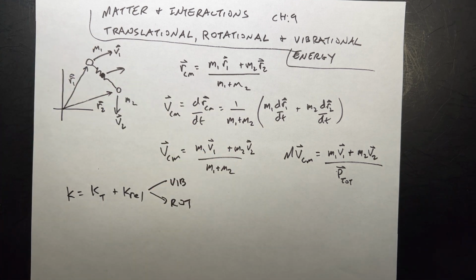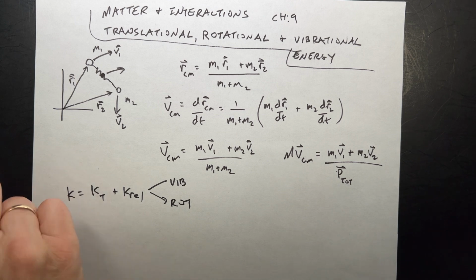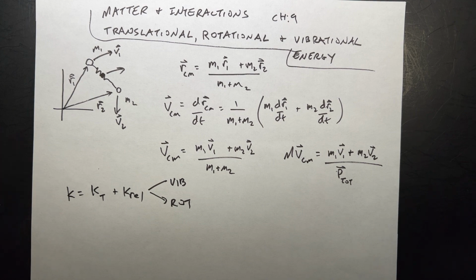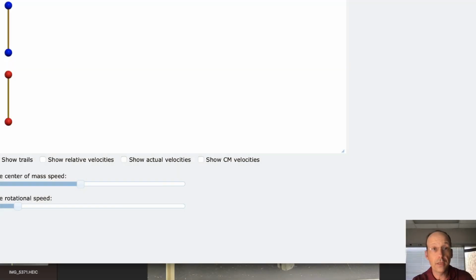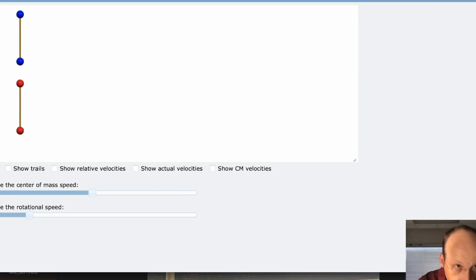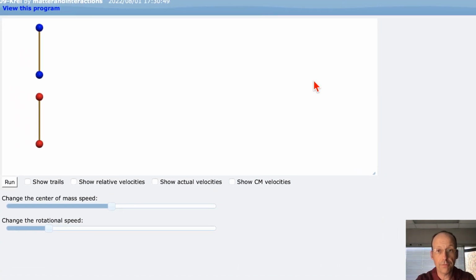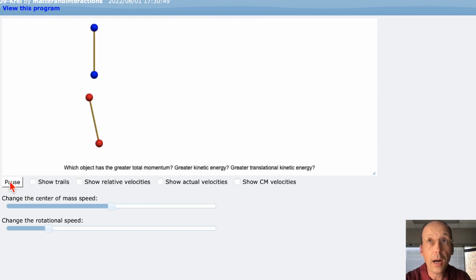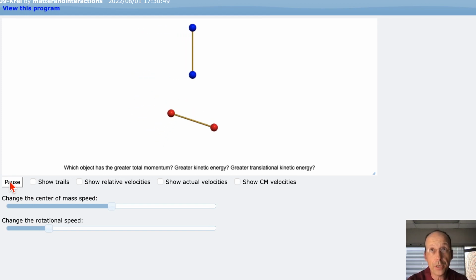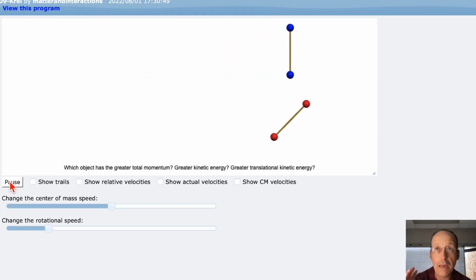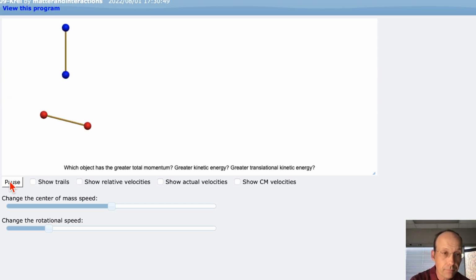Okay, let's go ahead and jump over and look at a couple of programs in Python. These are programs that come with the book, and so I think it'd be useful to talk about them. So I'm switching over to Python. I'll include a link to these down below so that you can play with them. Okay, so here are two objects. There's the red object with two red masses connected by a massless bar, and then the blue also. They have the same mass.